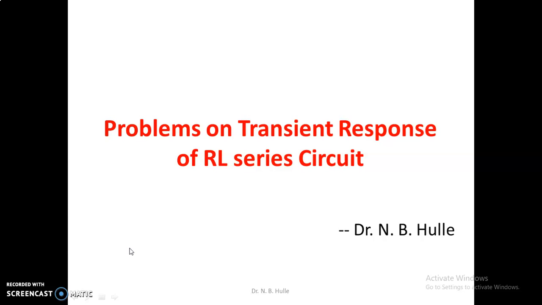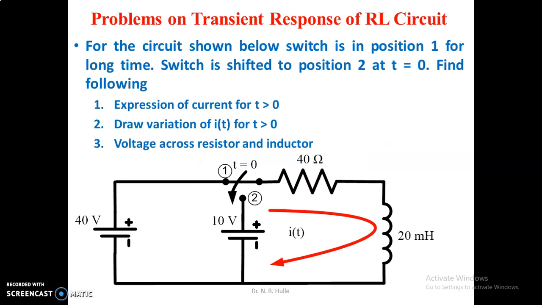In this video, we'll try to understand the problems on transient response of the RL series circuit. To begin with this problem, for the circuit shown below, which is in position 1, for a long time, that is the steady state was reached, and the switch is shifted to the position 2 at t is equal to 0, find the following.